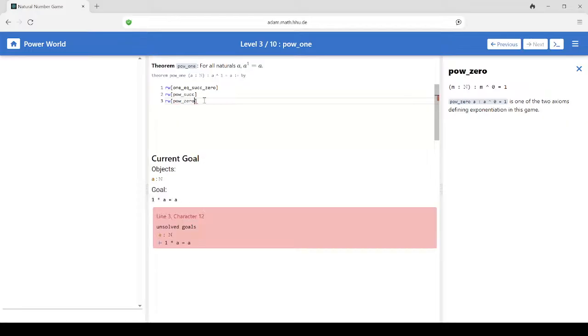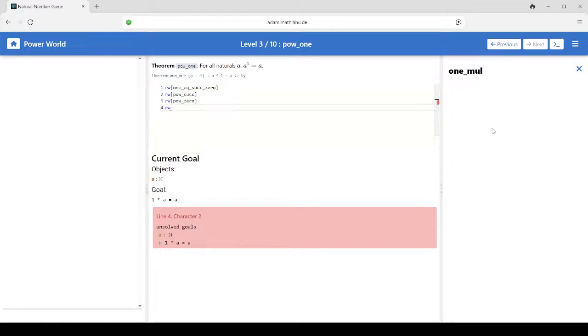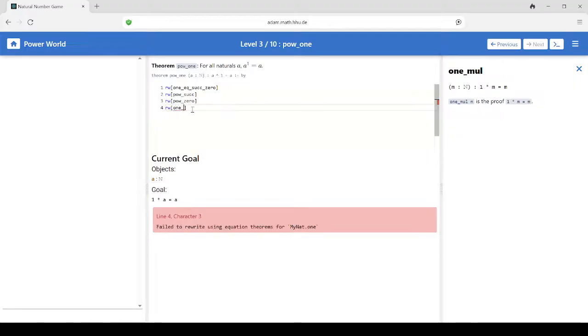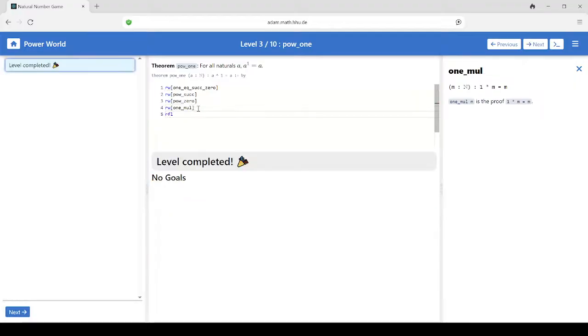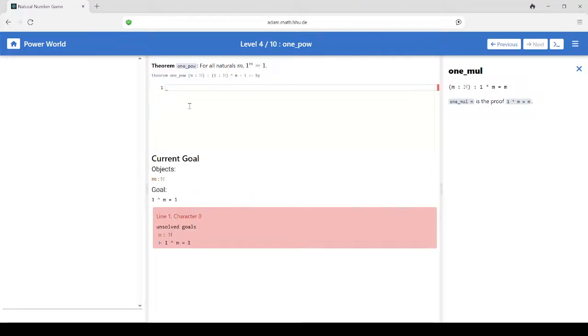So we get 1 times a, and that will be 1 multiply, or mul 1? Yeah, 1 multiply. There we go. Nice. Level 4.